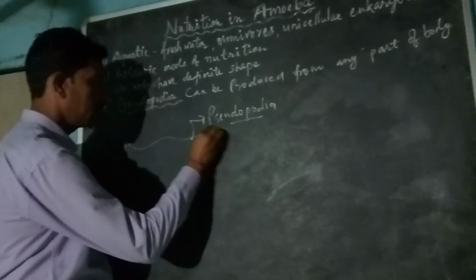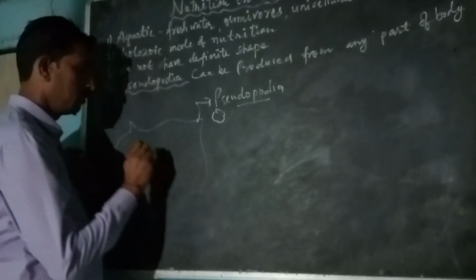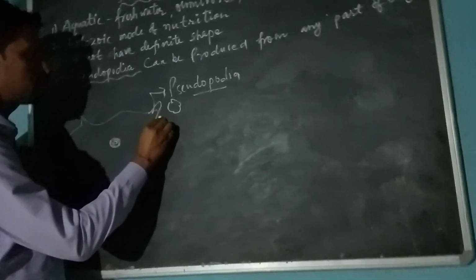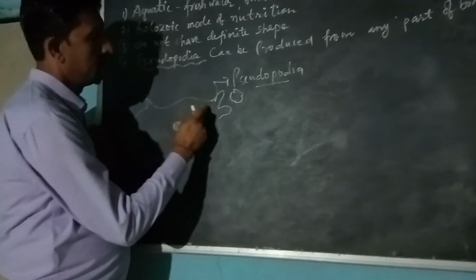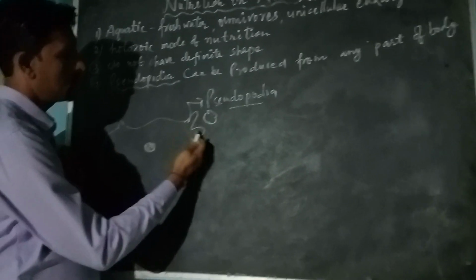Suppose this is your food particle. That food particle now has to enter the body of amoeba. First, what will it do? First, it will form a finger-like projection to trap the food particle. Now look, this is the invagination, just one finger-like projection. This is called pseudopodia.